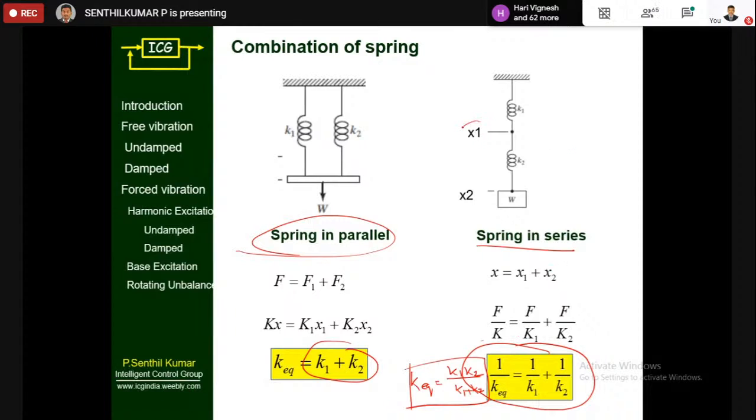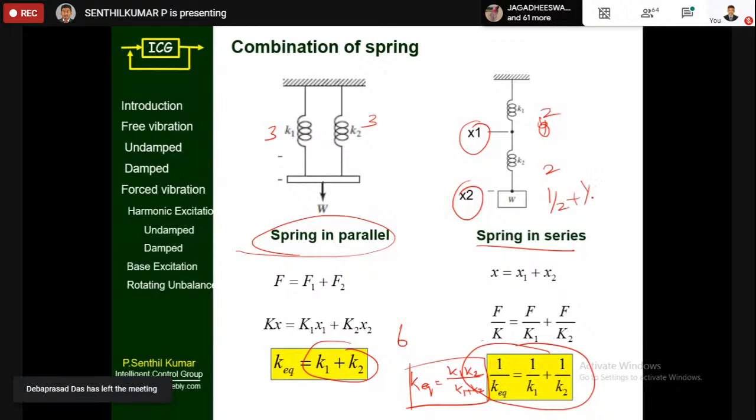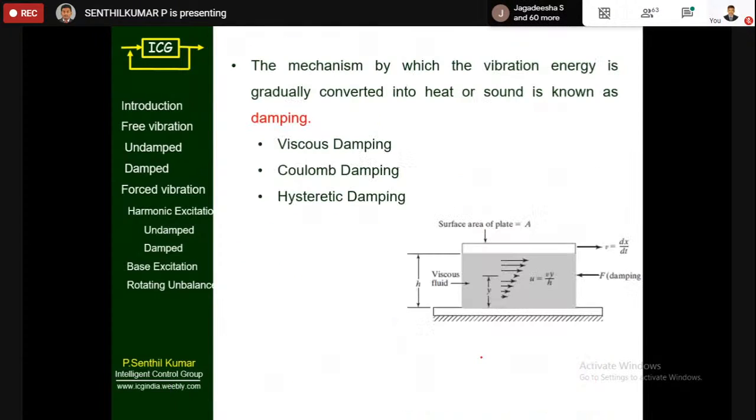Sometimes they will give some values for k. You have to substitute and find. Say for example 3 and 3. What is the k equivalent value? 6. Like that, here they will give 2 and 2. So 1 by 2 plus 1 by 2 is 1. So that's the final answer. Like that you have to find the combination of springs.